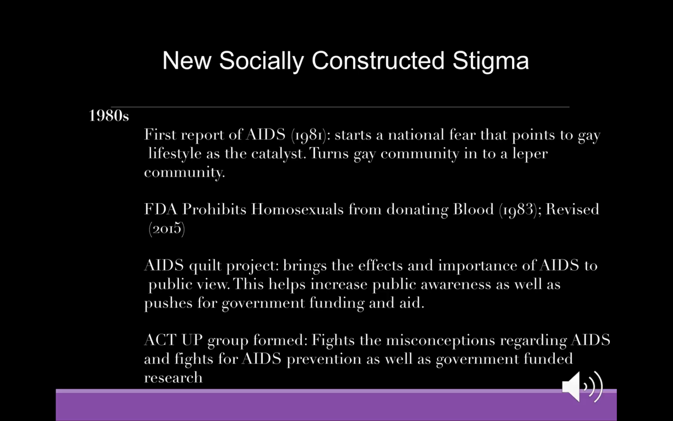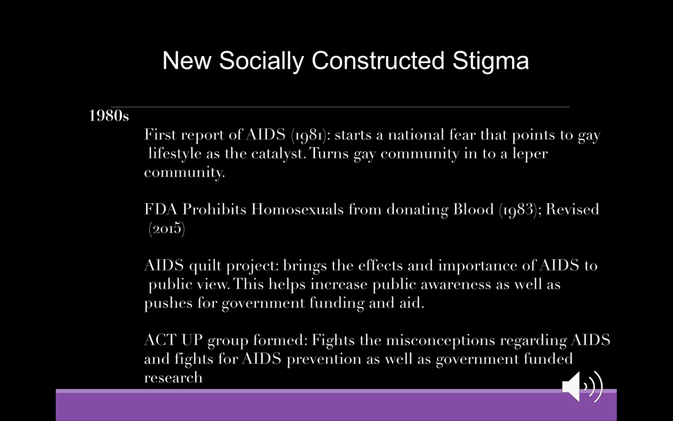So much so that even the CDC first referred to the disease as GRIDS, G-R-I-D-S, which was Gay-Related Immune Deficiency Syndrome. The FDA prohibited homosexuals from donating blood in 1983. They revised it in 2015, but anyone who's admitted to having sex with someone of their same sex today still cannot give blood if a man has had sex with another man within the past 12 months. So this is still something that is socially constructed as a stigma for the homosexual community, connecting AIDS with the gay community.